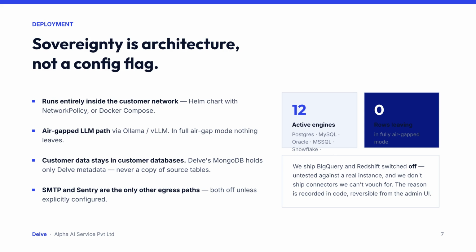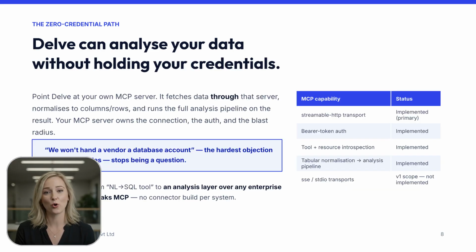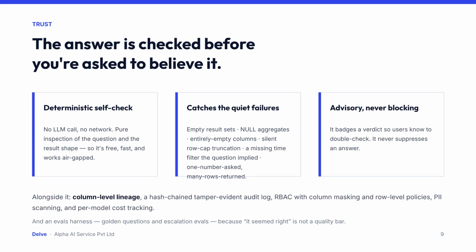Delve runs entirely within your network, fully air-gap capable, ensuring that no customer data leaves your premises. It is designed to work with your existing database engines securely. Delve operates without needing to hold your credentials. By pointing it at your own MCP server, it can analyze data through that secure connection, effectively removing the biggest obstacle in regulated sales. Trust is foundational.